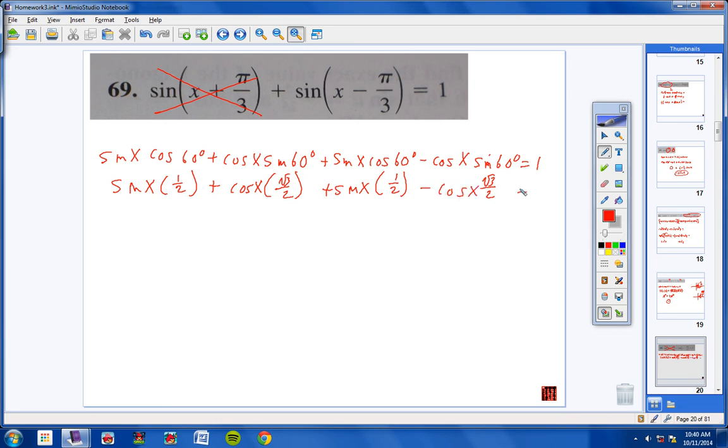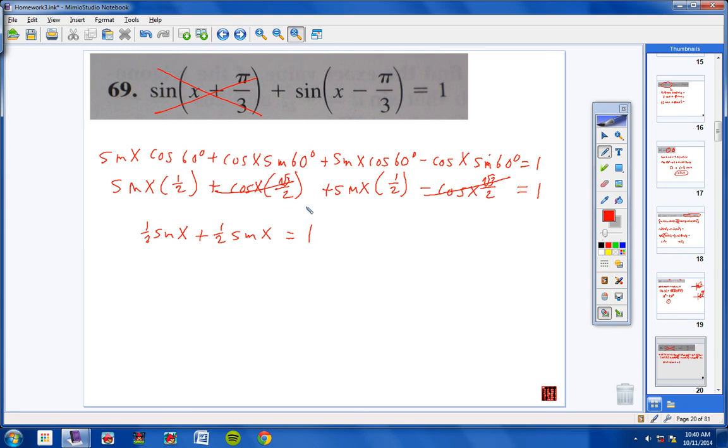Now, hopefully some terms will cancel out here. Yes, right here. Cosine x square root of 3 over 2 minus cosine x square root of 3 over 2. So, they're gone. And I'm left with sine x times 1/2, which would really be 1/2 sine x plus 1/2 sine x equals 1. Okay?